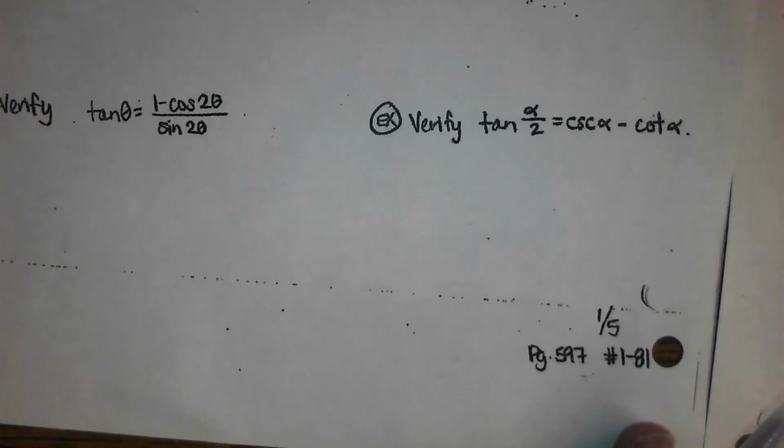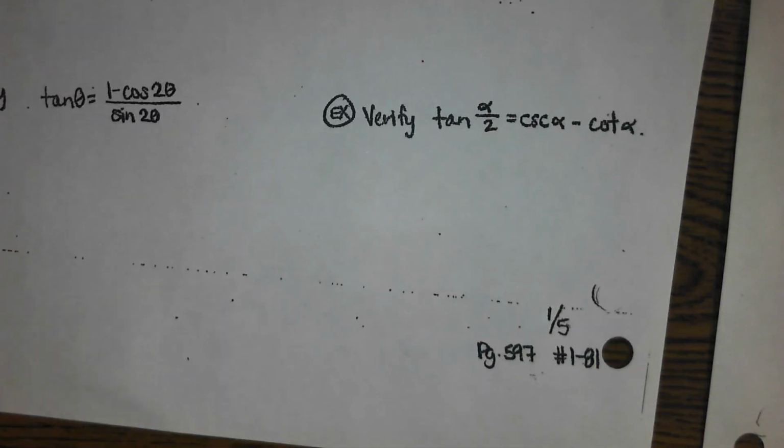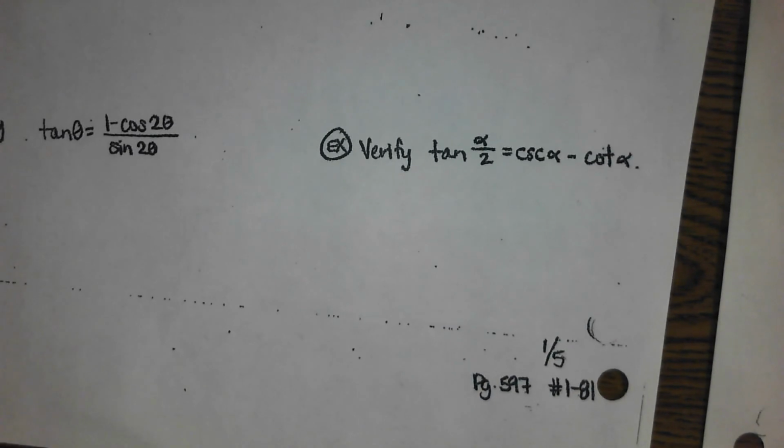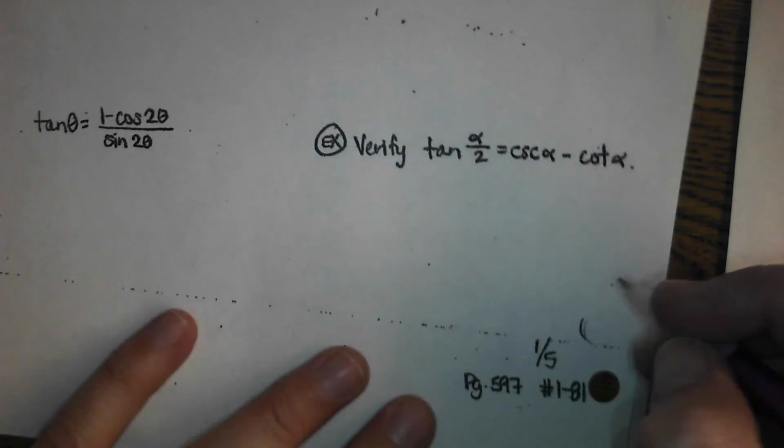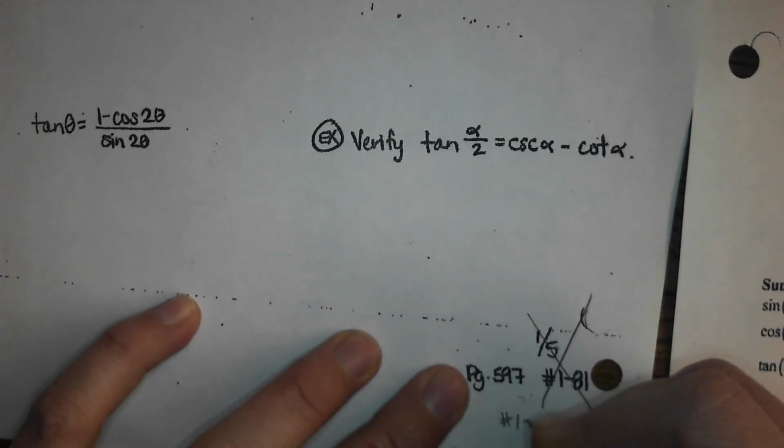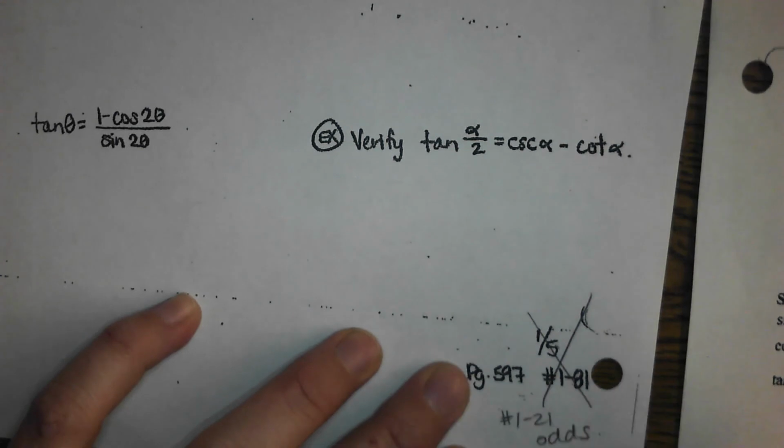Let me think about your homework here quickly, because I don't know if I want you doing identities. Give me 1 second. Why don't you just do, let's say, skip. Just do 1 through 21 odds. Numbers 1 through 21 odds.